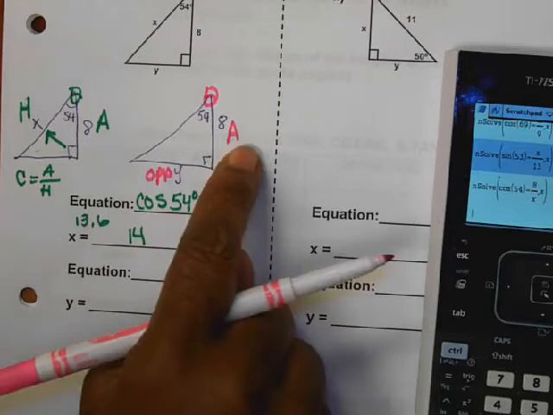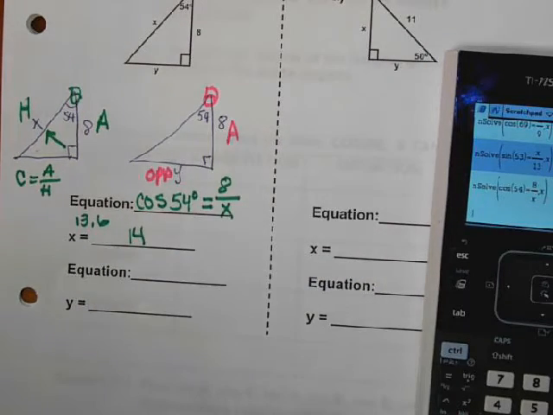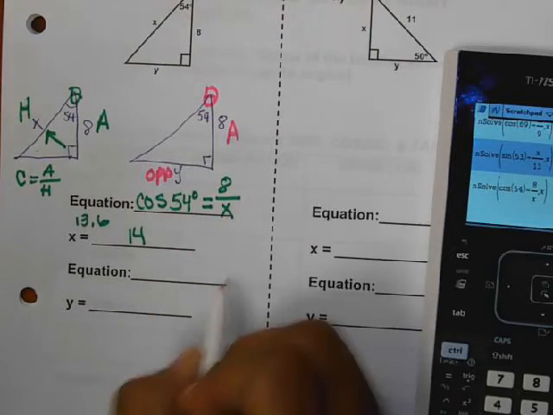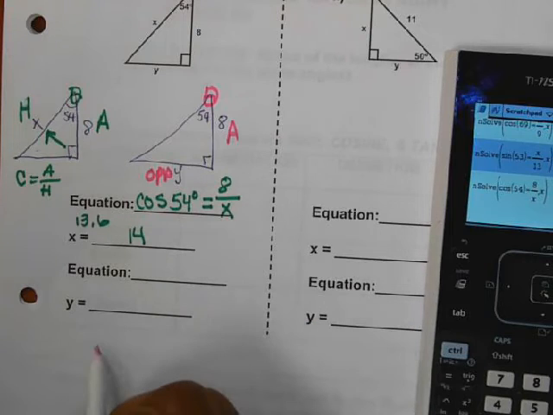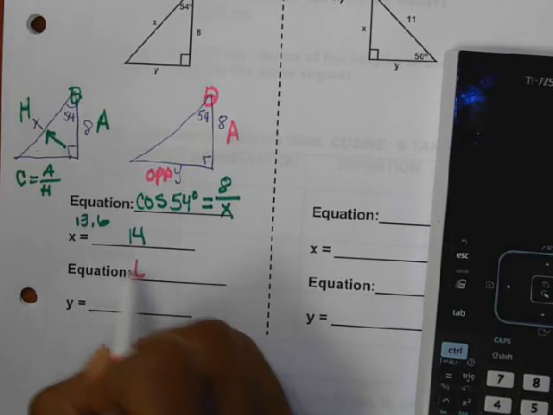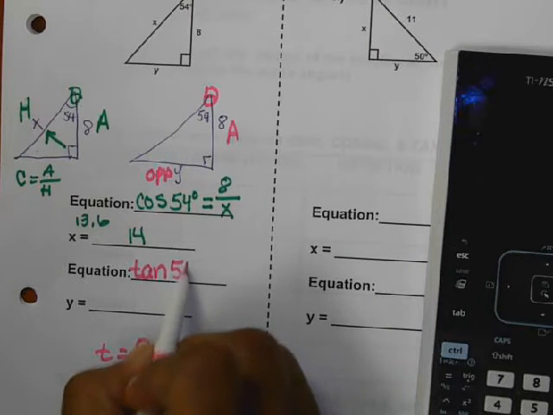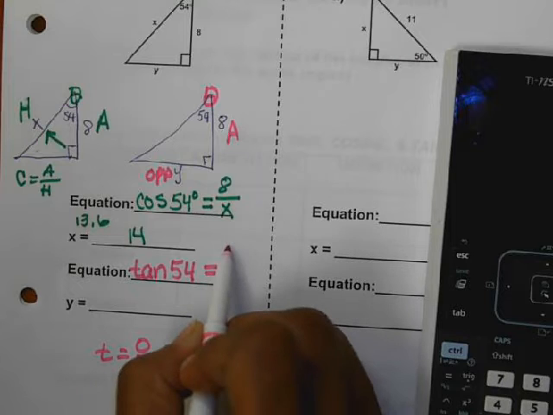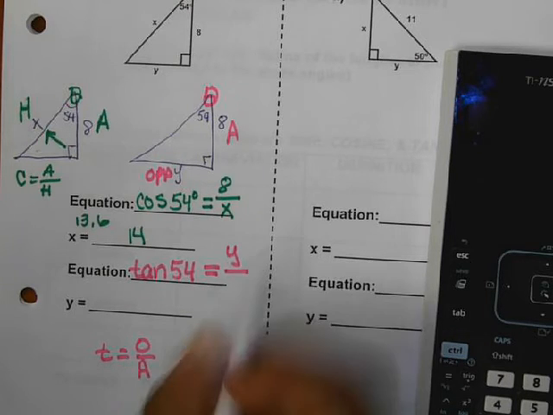What trig function uses opposite and adjacent? Well, that would be tangent. Put it down here. So tan is opposite over adjacent. Okay, so my equation will be tan of 54 degrees equals y over 8.